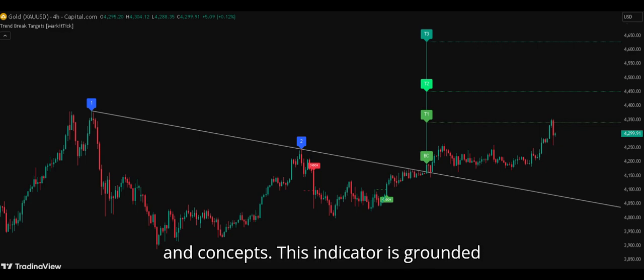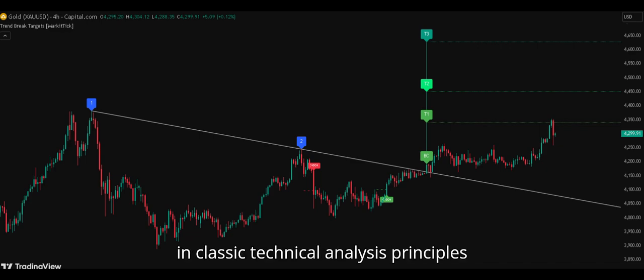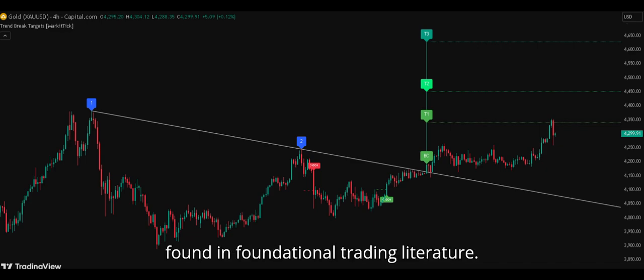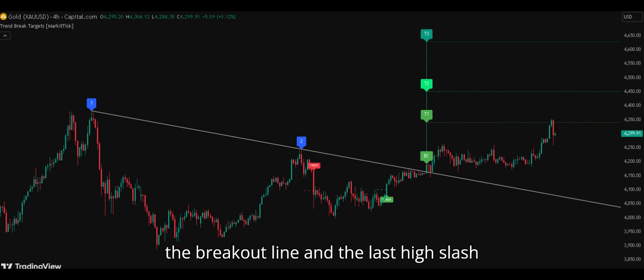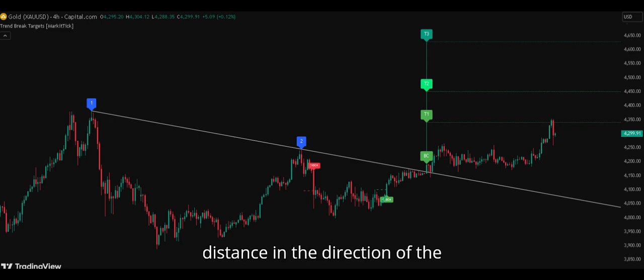Theoretical basis and concepts. This indicator is grounded in classic technical analysis principles found in foundational trading literature. It automates the following methodology: drawing a trend line between two key points to represent dynamic support or resistance, identifying a breakout when the price closes above or below this line, potentially signaling a change in trend, calculating a price target by measuring the vertical distance between the breakout line and the last high/low pivot, then projecting that same distance in the direction of the breakout.